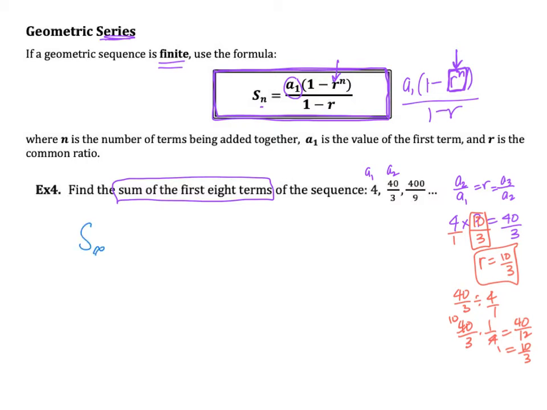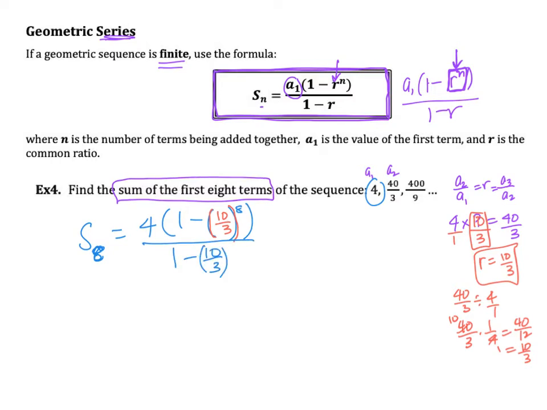So the sum of the first 8 terms, oops, I don't know why I put an infinity symbol. The sum of the first 8 terms equals the first term, which is 4, times 1 minus the common ratio to the nth power. What I strongly encourage you to do every single time is to put your common ratio in these parentheses, even if it's a positive value, because sometimes your common ratio is going to be negative. So go ahead and get yourself into the habit of putting that common ratio in parentheses now, so you won't make a calculation error when it becomes negative.